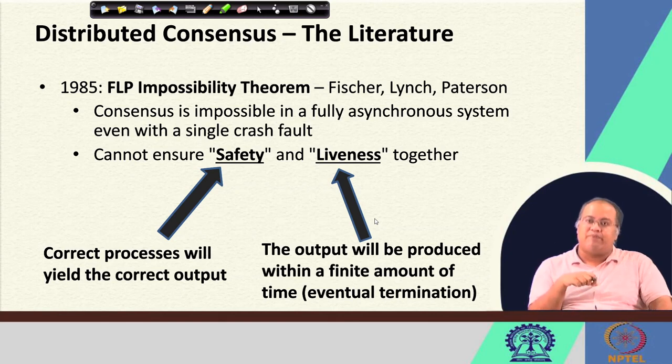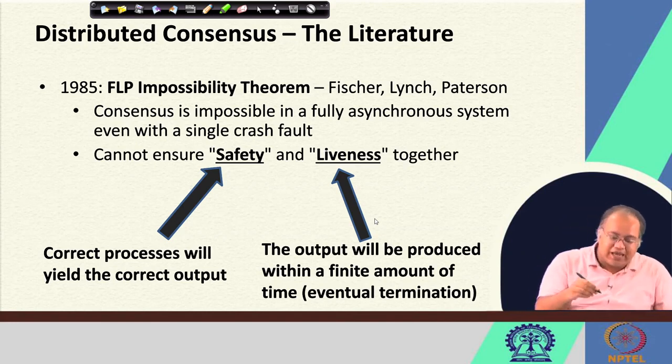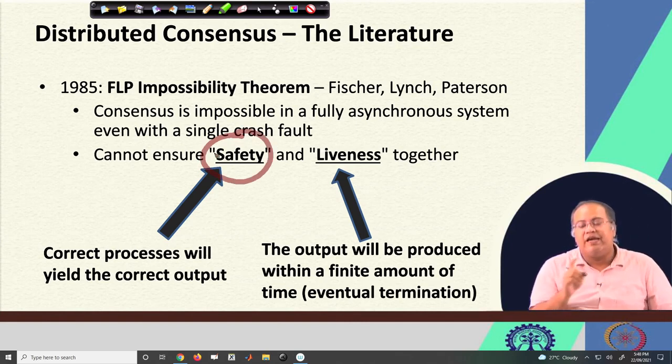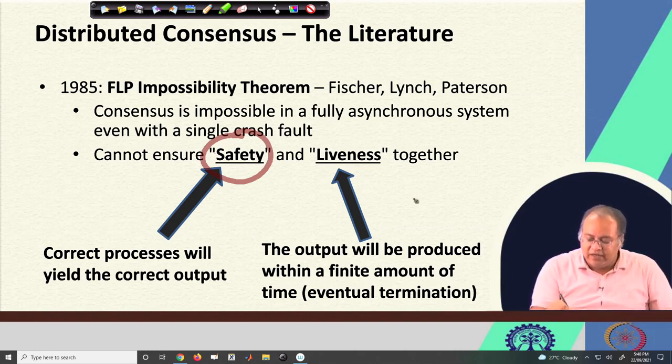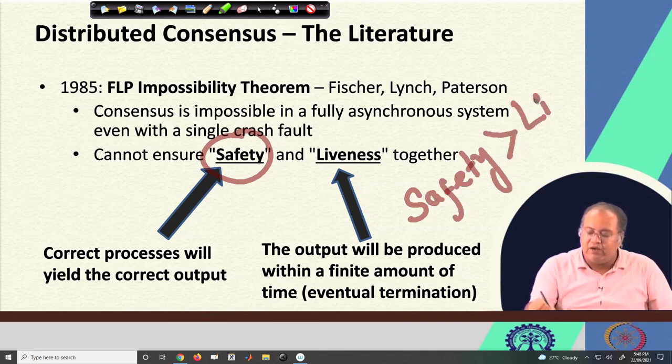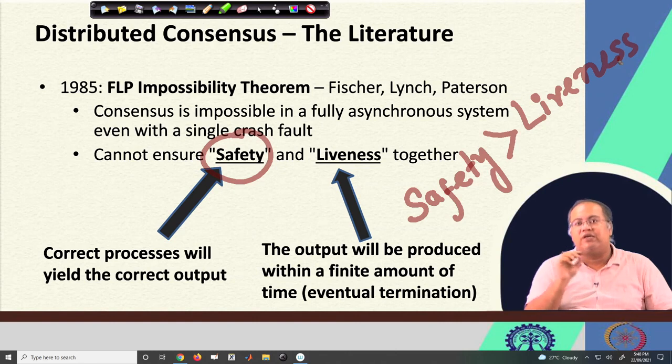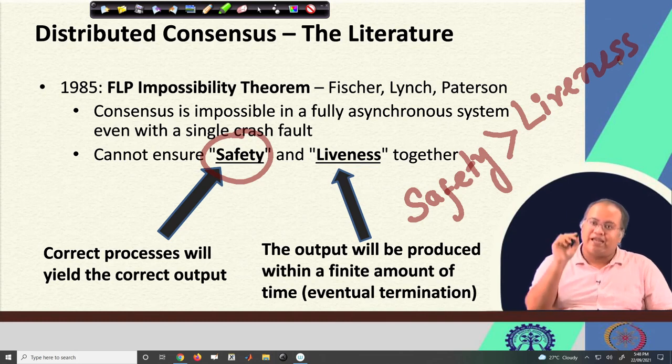But then people thought, let us give more priority to one property over another and try to see if I can reach consensus. So, what have they done? In the classical distributed system literature, they have given more priority to safety over liveness. Now, if you think of it and design your consensus protocol accordingly, people have shown that I can achieve consensus.